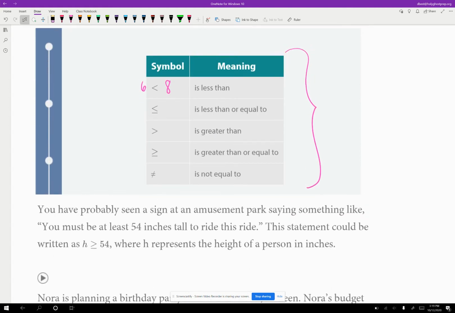And as far as seeing these in real life, things that put limits or budgets, things like that, are all inequalities. So at an amusement park, if you've seen something like you must be 54 inches to ride this ride, that's an inequality where h is greater than or equal to 54, and h would be the height. So if you're 48 inches, you're not greater than 54 and you can't ride the ride.